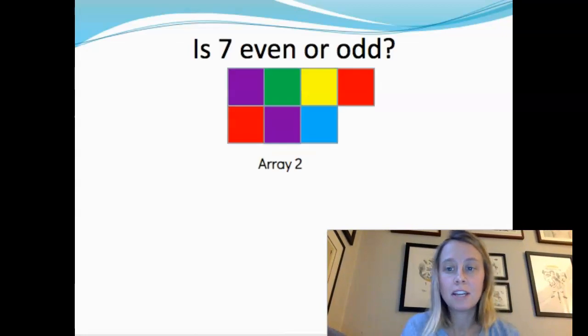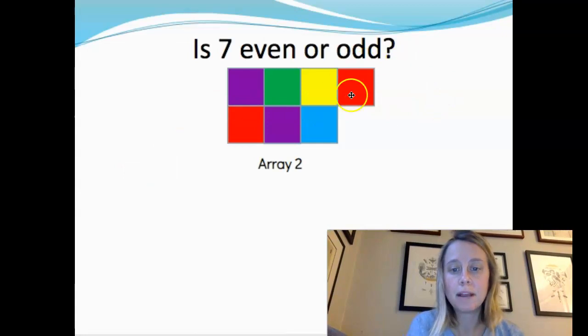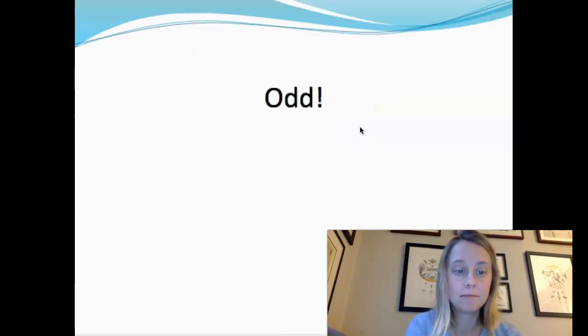Okay, now looking at array number 2, is 7 even or odd? Odd. We know this because this number over here doesn't have a pair. And 7 does not end in a 0, 2, 4, 6, or 8.